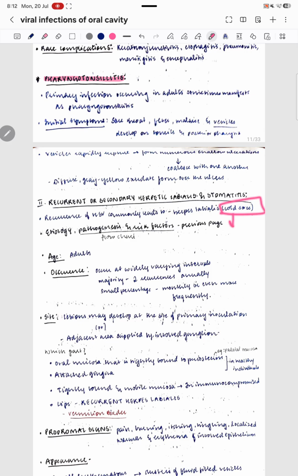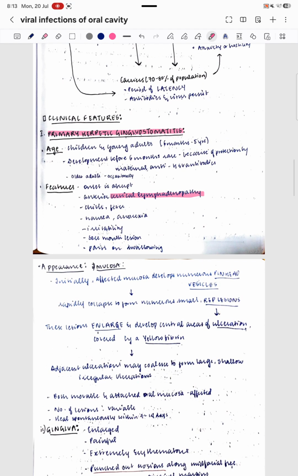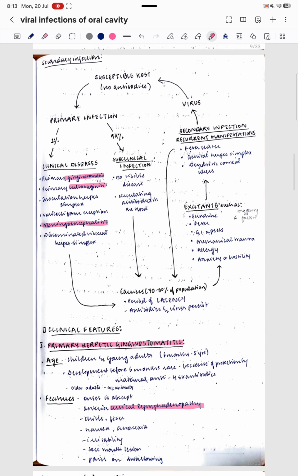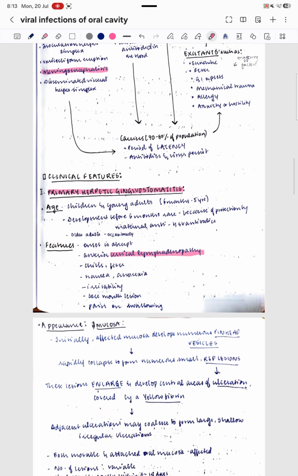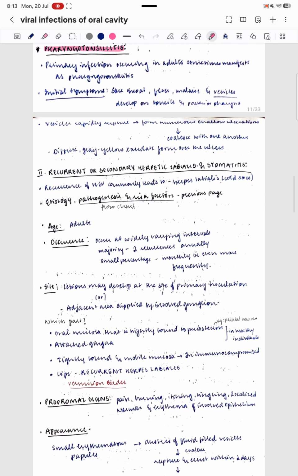We are going to see what these cold sores are. So etiology is the pathogenesis and risk factors. I had already told you that these are your risk factors or your triggering factors for the secondary infection, that is sunshine, fever, mechanical trauma, allergies, anxiety, etc. That is your etiology or triggering risk factors.